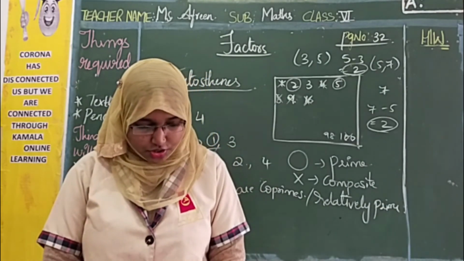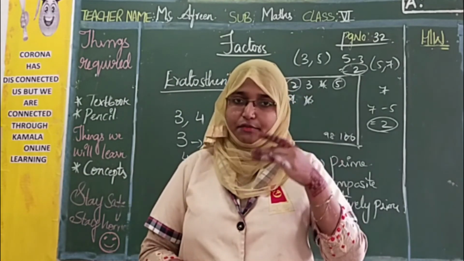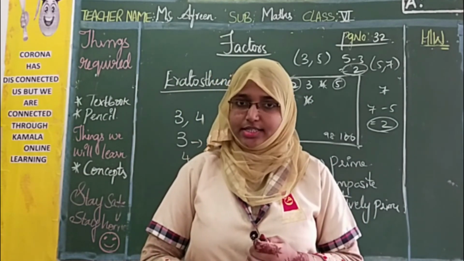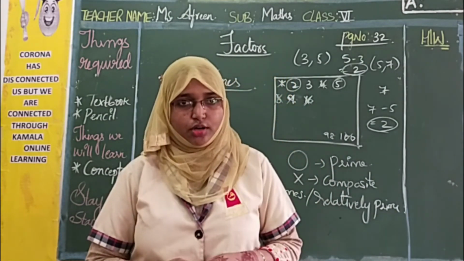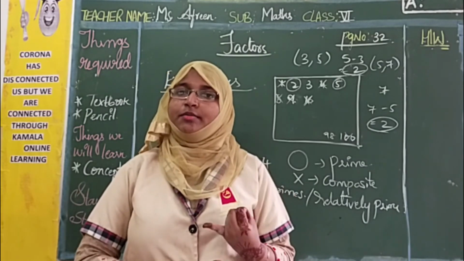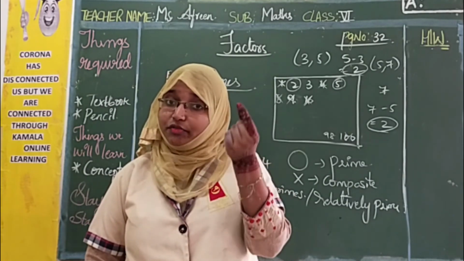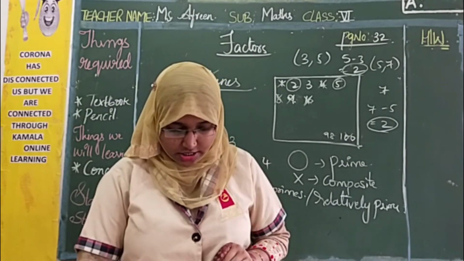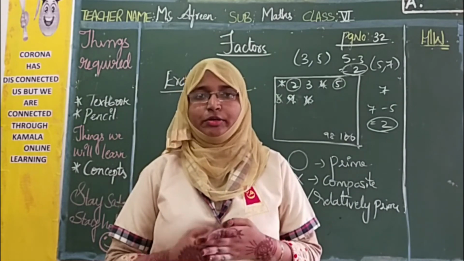So what you are going to do, students? Firstly, write the definition of factors. Then, I have told you to write 4 important points on pages 32 and 33. Those 4 points you are going to write down. Then write the definition of prime numbers and the definition of composite numbers. Then there is one small point: one is neither prime nor composite. Then you will write the co-prime or relative prime definition, then twin primes.